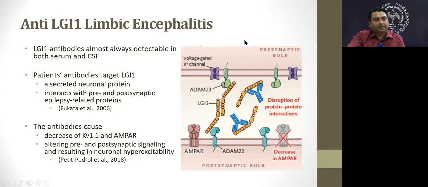Again, once the antibodies are expressed, they are found both in the CSF and the serum here. They target the LGI1 antigen, a secreted neuronal protein, and the antibody interacts with both the presynaptic and postsynaptic epilepsy-related proteins, ADAM23 and ADAM22. Once the antibodies are expressed, they prevent cross-linkage of the antigens, the LGI1, and cause disruption of protein-protein interaction, thereby causing, downstream, a decrease in AMPA receptor activity.